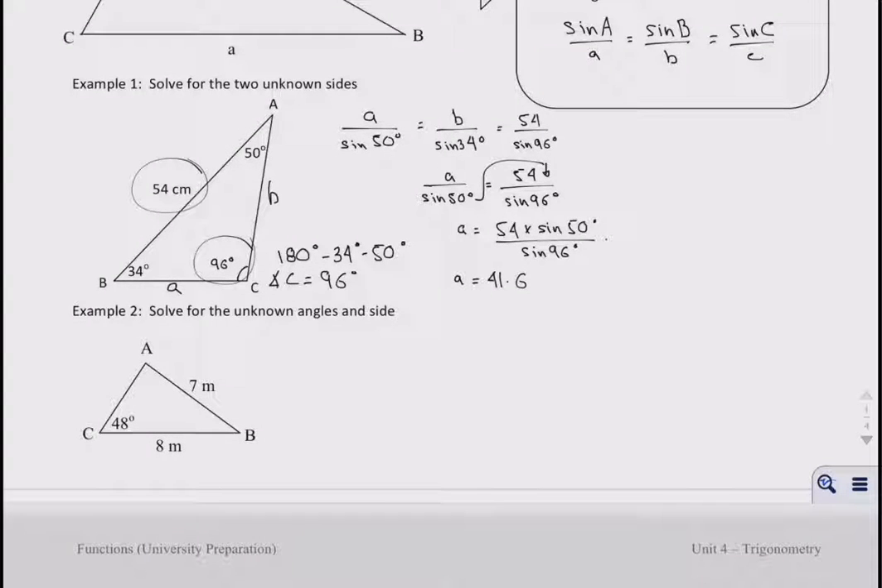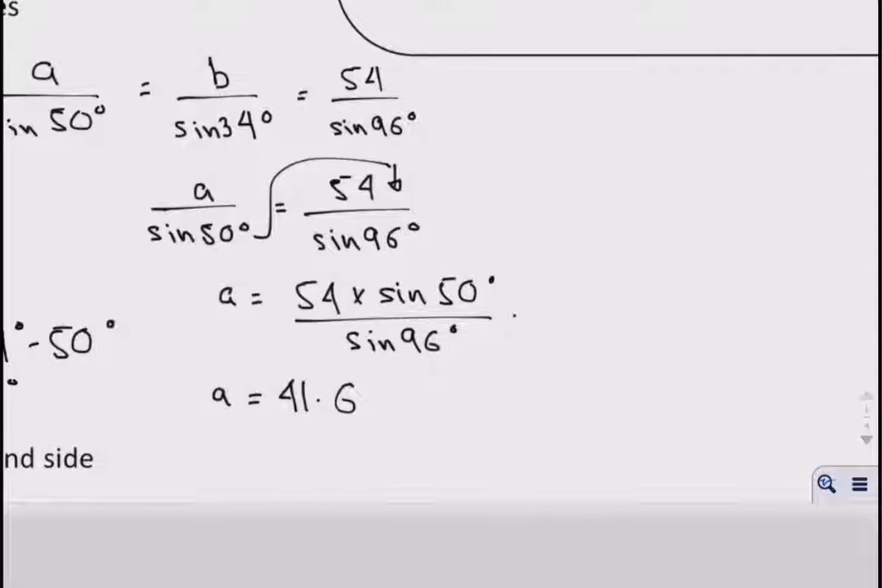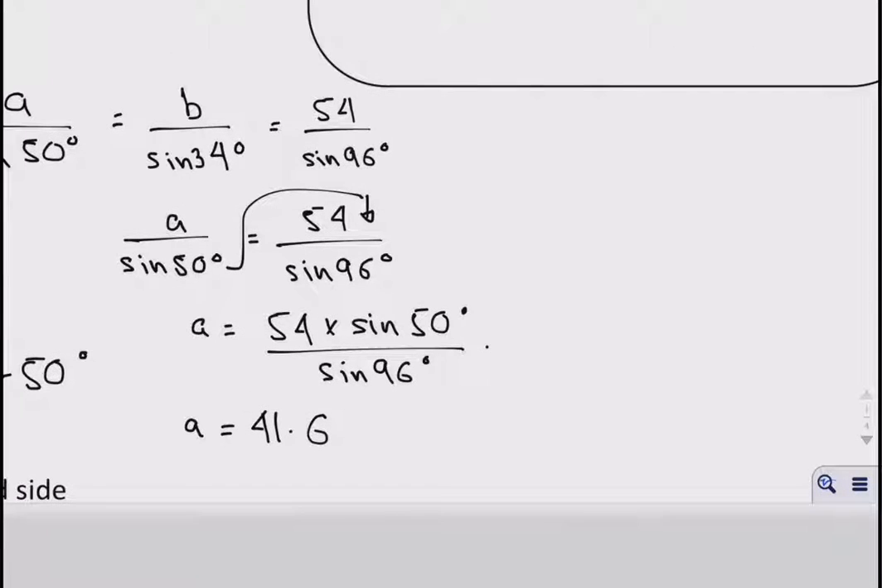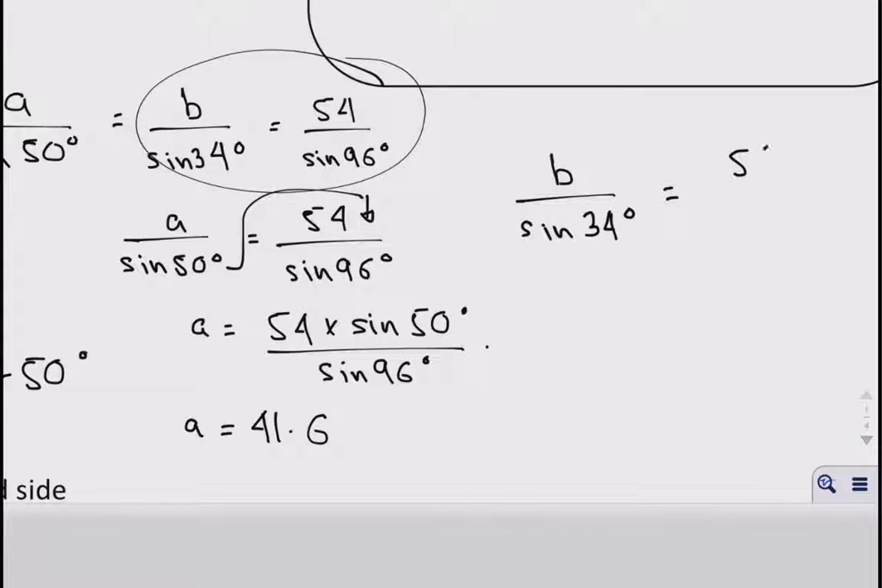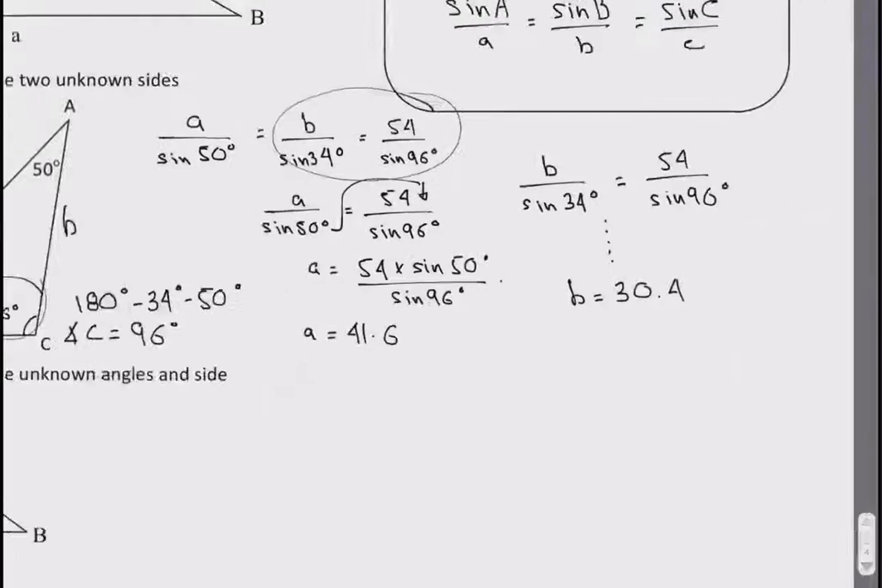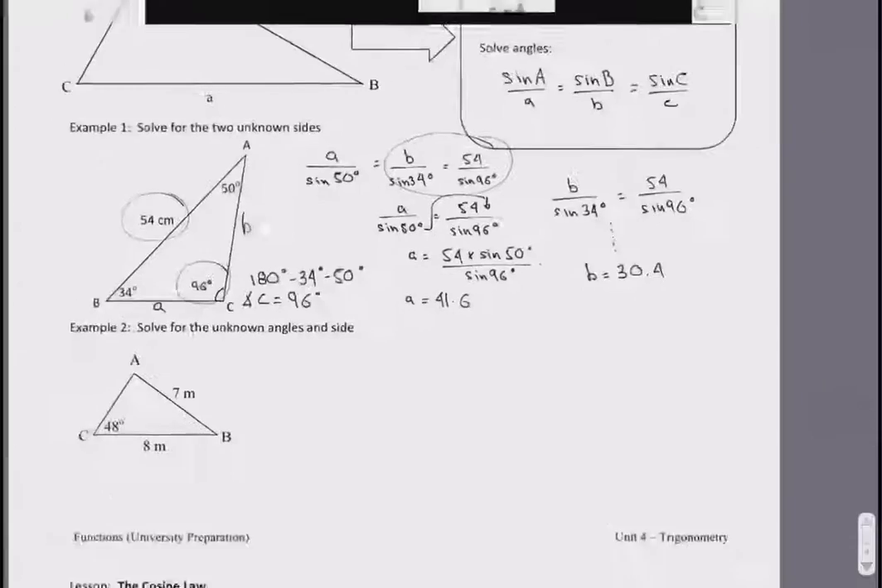Side B is solved similarly. I'm going to set that up for you, but I'm going to skip the steps in between. For B, I'm going to take these two fractions, B over sine 34 degrees equals 54 over sine 96 degrees. Anyways, I'll let you do the work. You should end up with B equals 30.4. And that's our value for B in this question.